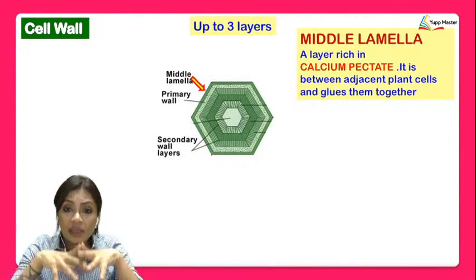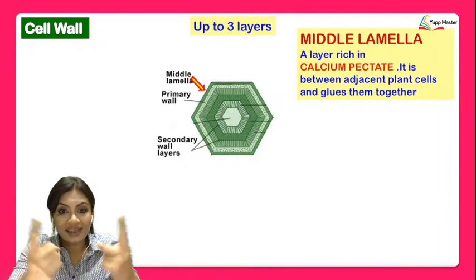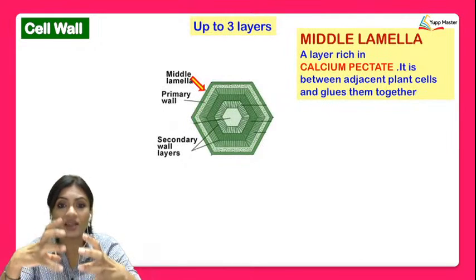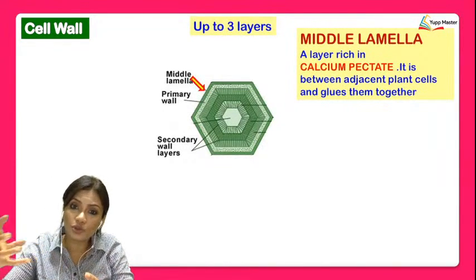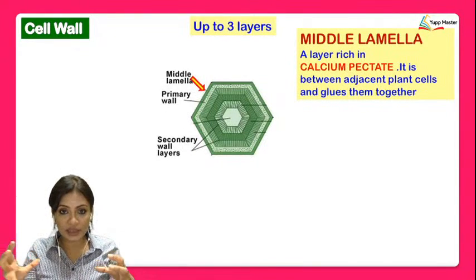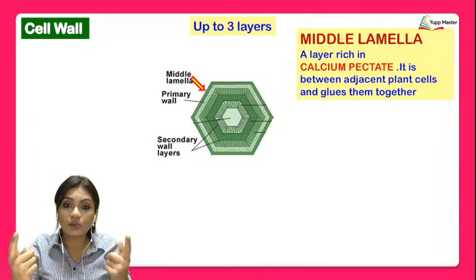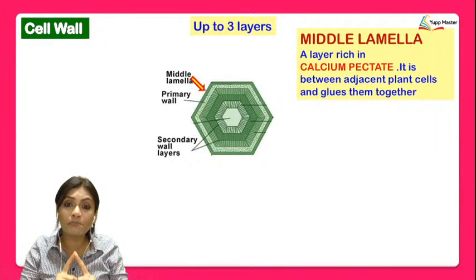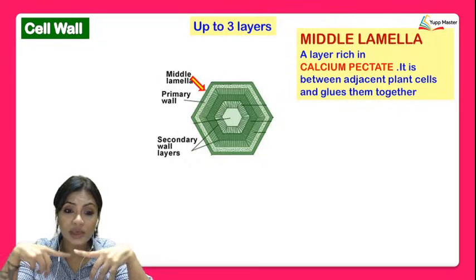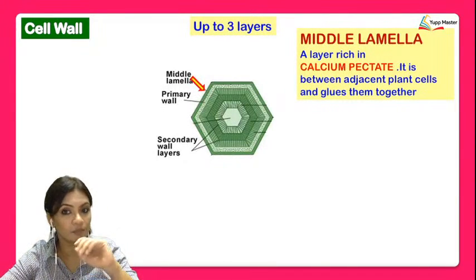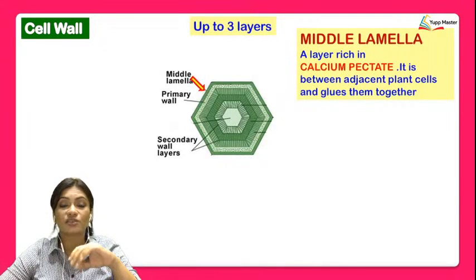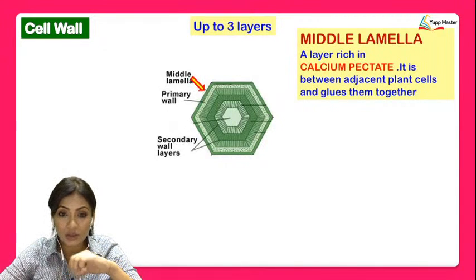Okay, middle lamella because that is the outer layer which will actually behave as the layer which is allowing it to connect with another cell. So when you have two cells put together, it is the outermost layer which behaves as the middle layer between the two cells, and that is why the outermost layer is called the middle lamella. Okay, so this middle lamella that we see, it is a layer which is rich in calcium pectate. Okay, what is it made up of?